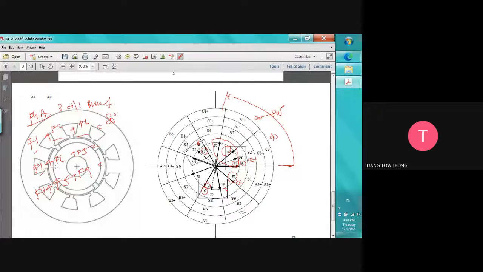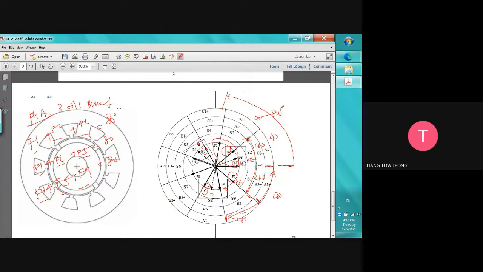Another one is F1, F5, F6. The largest angle is also 80 degrees, which means 40 plus 40. Another one is F1, F5, F9. The largest angle is 40 plus 40, also 80 degrees.